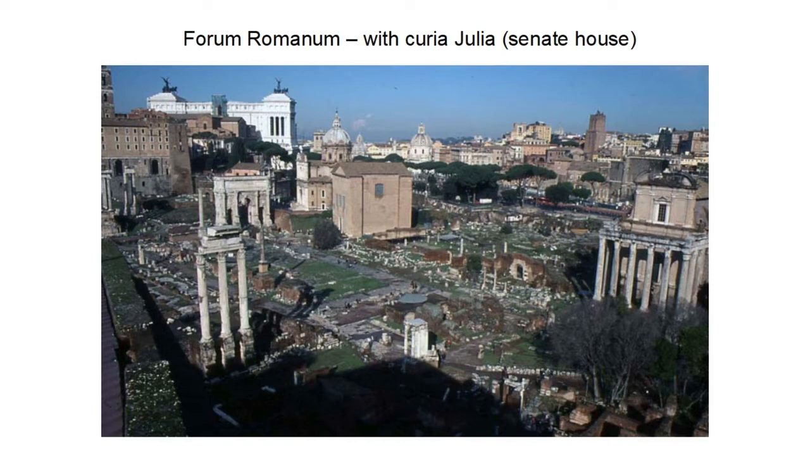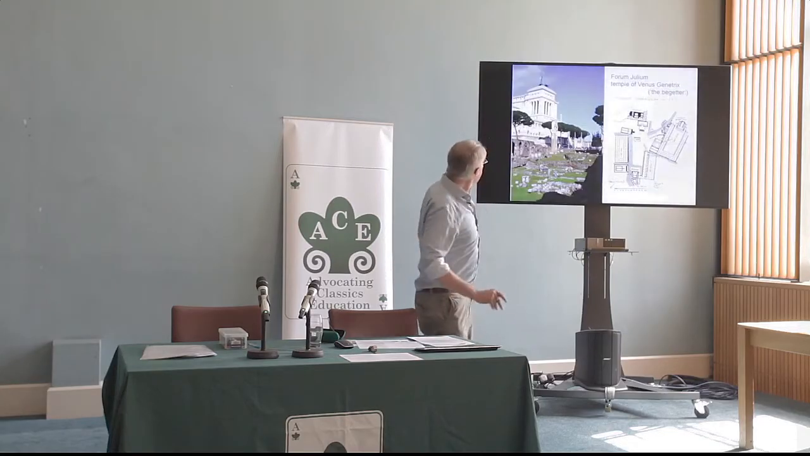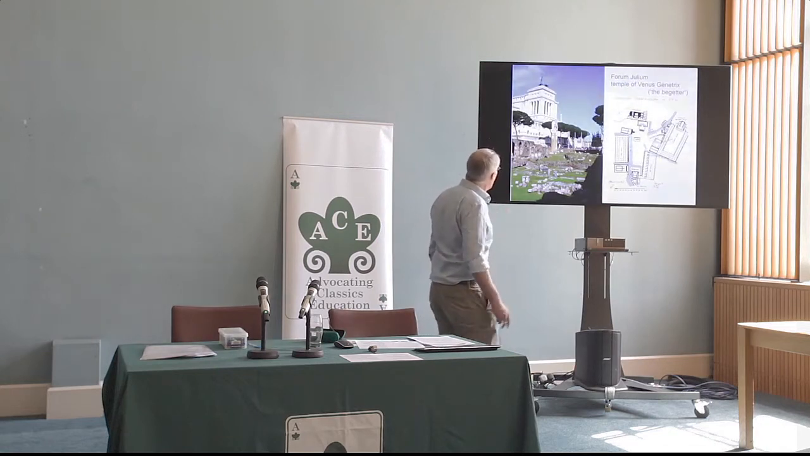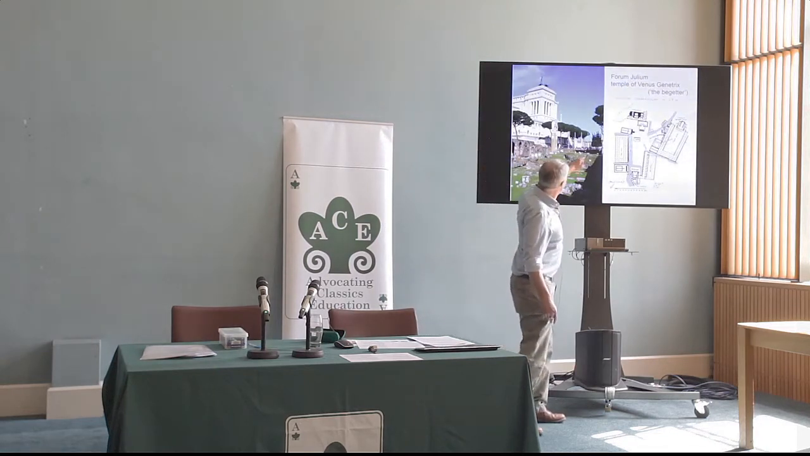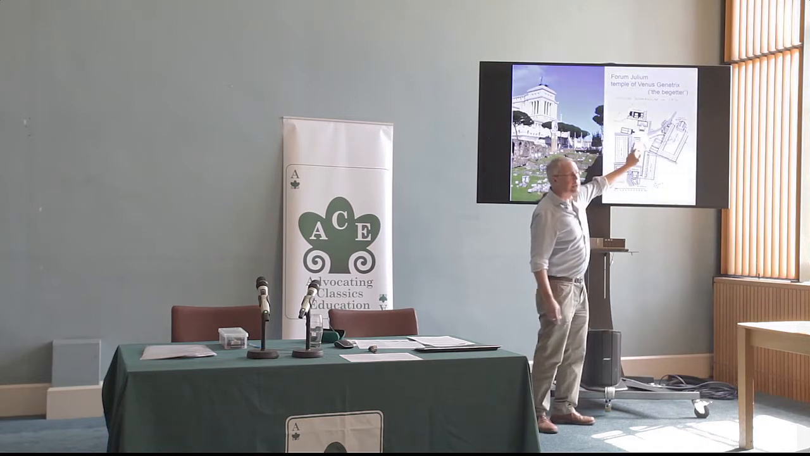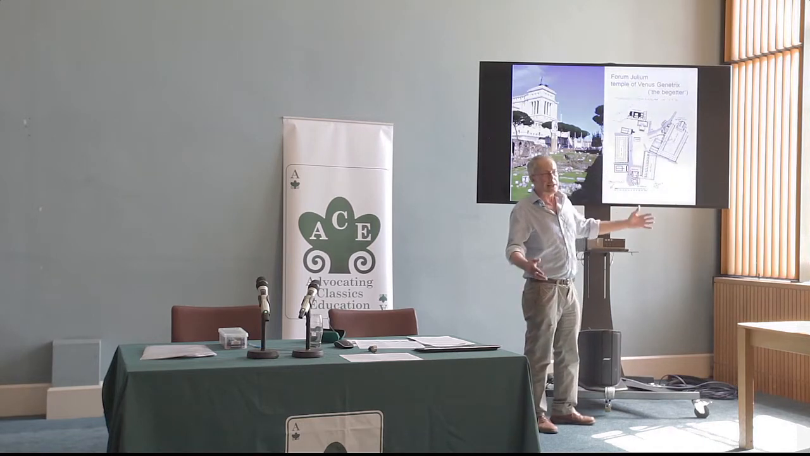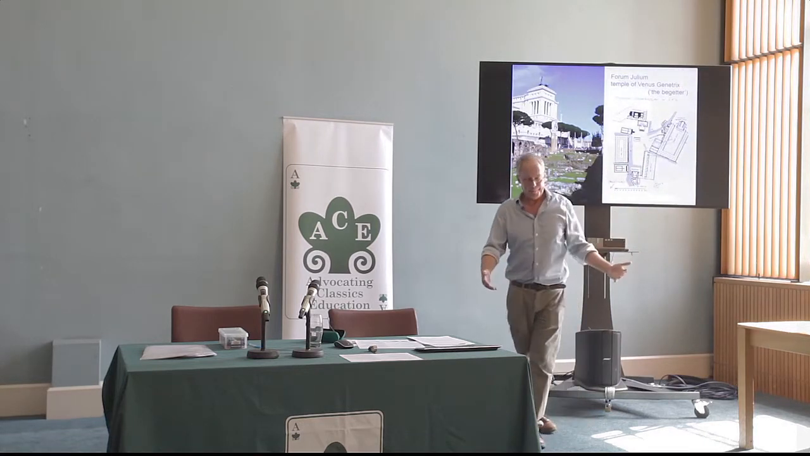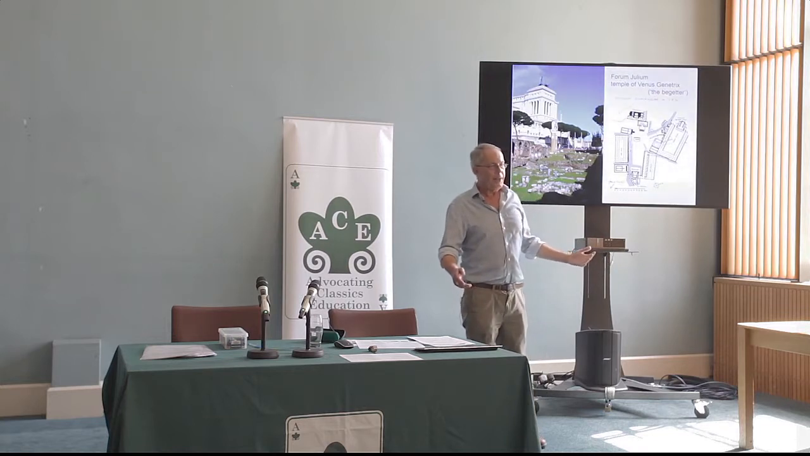Julius Caesar also built a new forum off the side. So he starts messing about with the forum. And this new forum off to the side has a temple in it to Venus the Genetrix. And Venus Genetrix means Venus the begetter. Why might Venus be called the begetter in Rome?